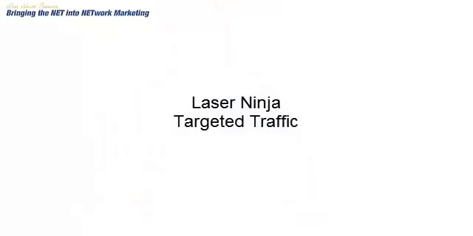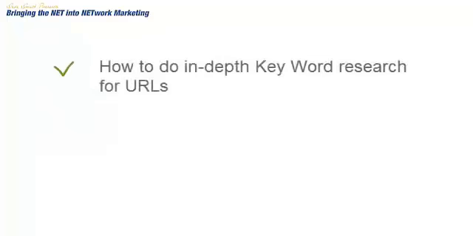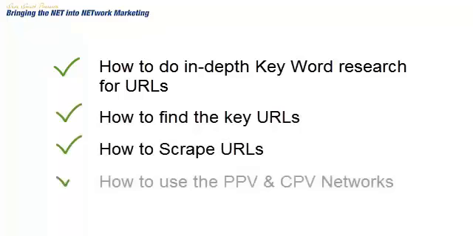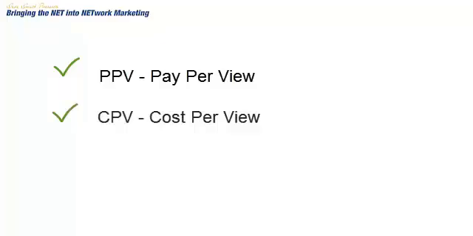Alrighty, let's dive straight into some Laser Ninja targeted traffic. In this module, I'm going to show you how to find some in-depth keyword research tools for URLs, how to find key URLs, how to scrape URLs, and how to use PPV and CPV networks. Now in this method, I'm going to show you how to use this PPV and CPV. That stands for pay-per-view and cost per view.